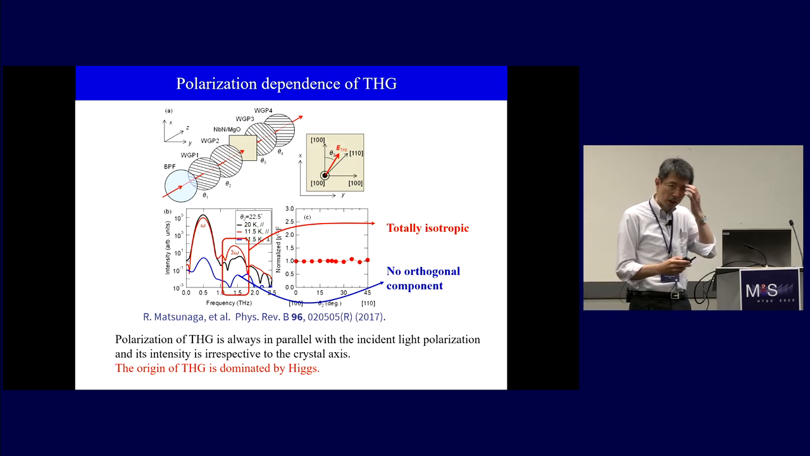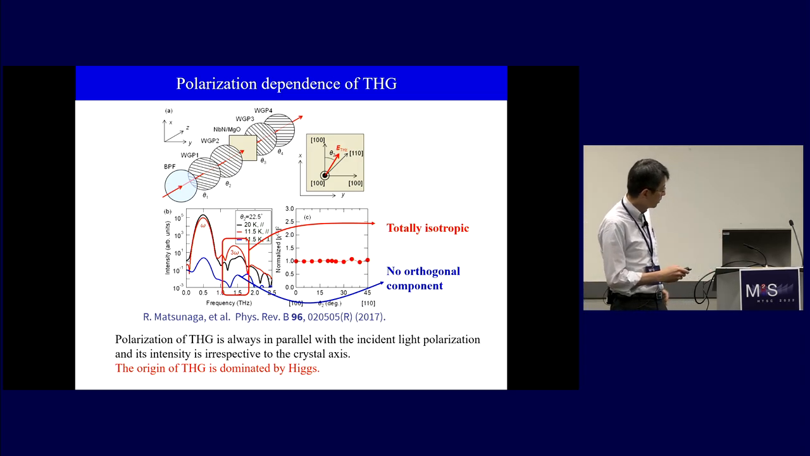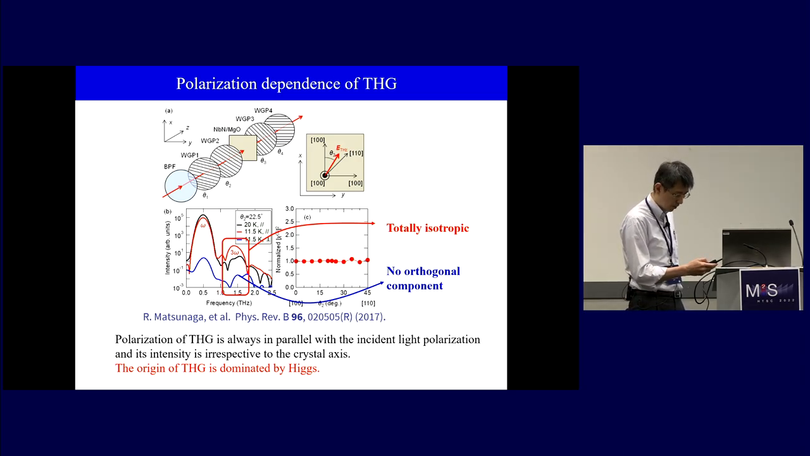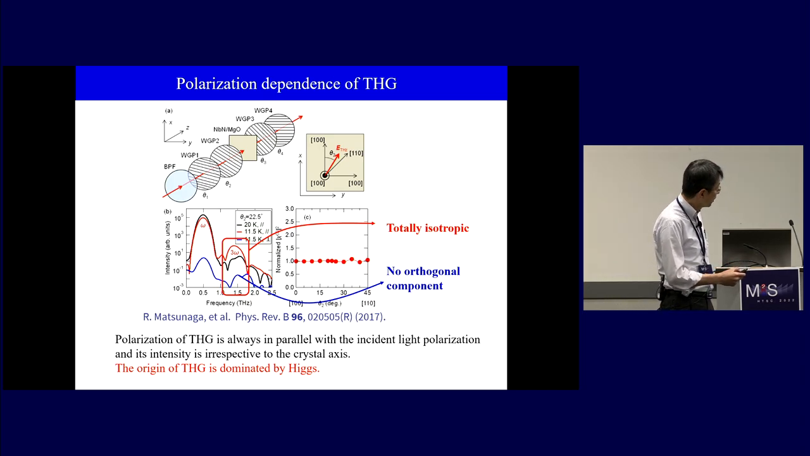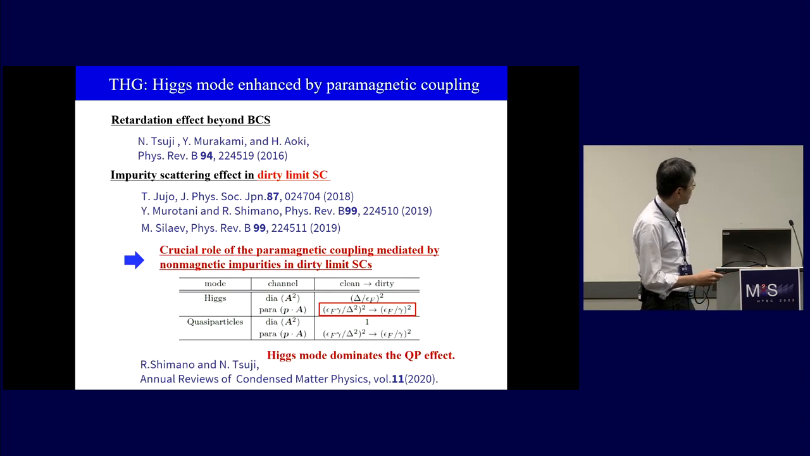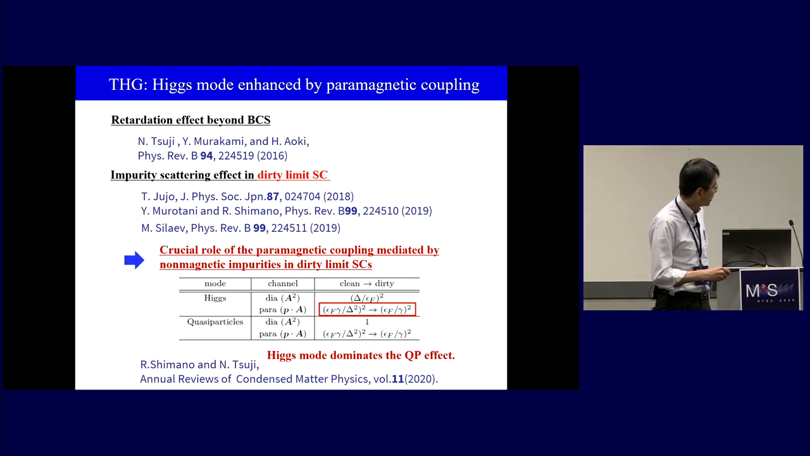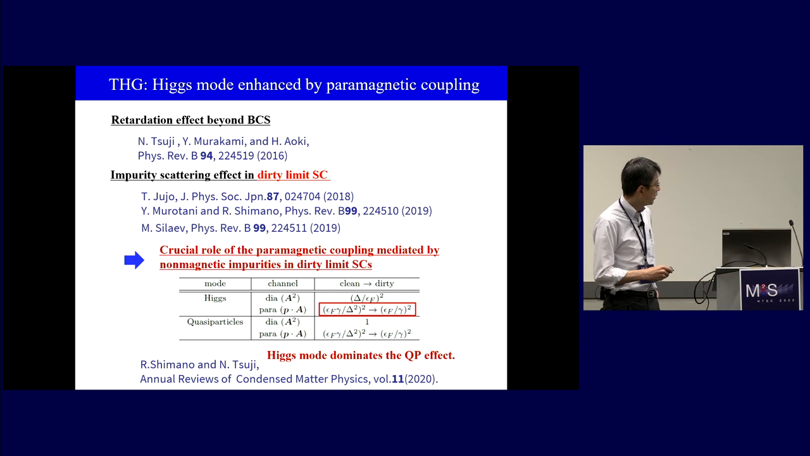So this is rather puzzling from the theoretical point of view, because the experimental data looks like a Higgs, but the BCS model predicts quasi particles should be much larger. So after all, it turns out that in dirty limit superconductors, the paramagnetic coupling, P dot A, is important, and that was overlooked previously. So far, the A square term, the diamagnetic coupling, was considered. But if there is an impurity that assists this paramagnetic coupling term, it significantly enhances the contribution of the Higgs, like this one.